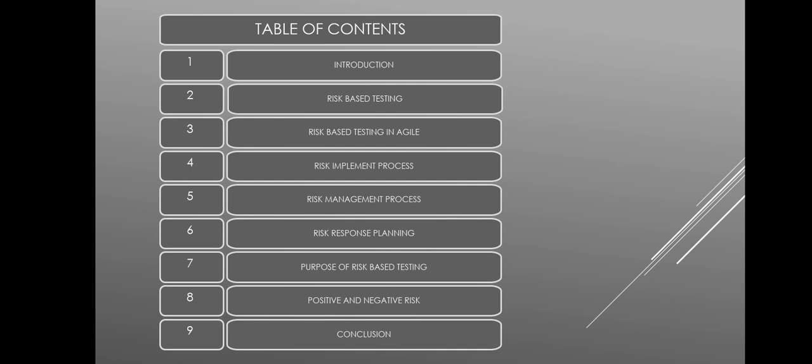The table of contents are introduction, risk based testing in agile, risk implement process, risk management process, risk response planning, purpose of risk based testing, positive and negative risk, conclusion.